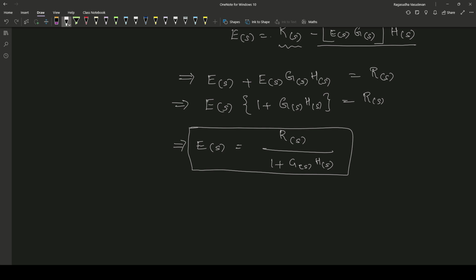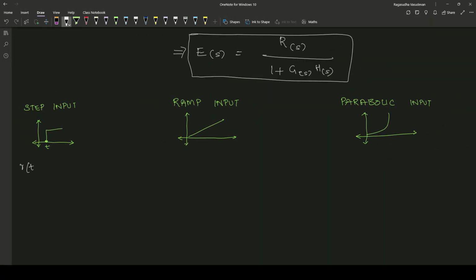So what are the components that affect this error? The first thing is the input. Next is the product of G and H, which is the system transfer function and the feedback transfer function. Okay. So now we have different inputs. For step input, the magnitude will directly jump to a constant level once the input is switched on. Let us call this r(t) equal to A, and the ramp input is r(t) equal to At, and for a parabolic input r(t) will be of the format At squared.